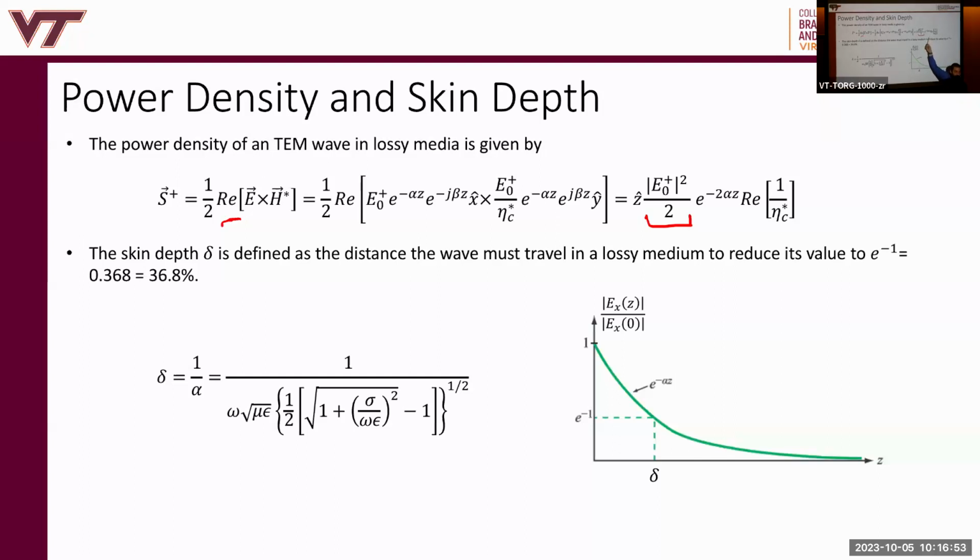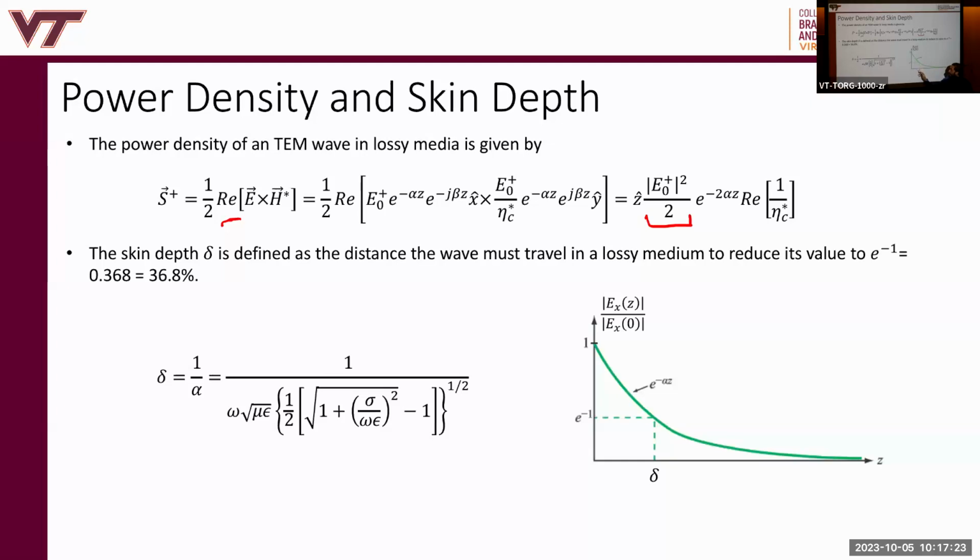We expect that. So here's a plot of that. We have E x at some distance z divided by E x at 0 at the origin, right? So E x at 0 divided by E x at 0 is 1, right? So we normalize it with respect to the value at the origin, E x at 0. And the power decays with respect to, or no, this is the field, right? Field is e to the minus alpha z. So the field is decaying like this.